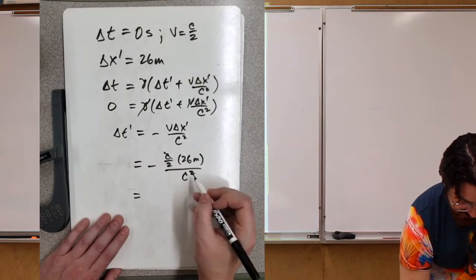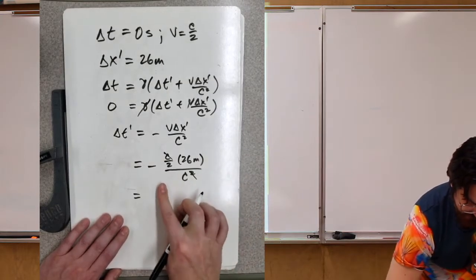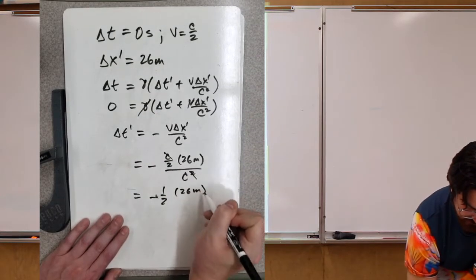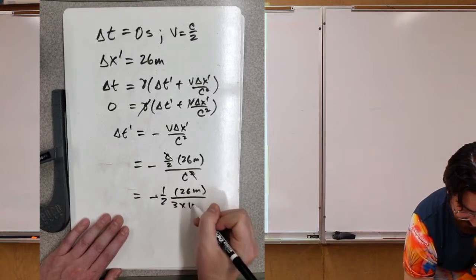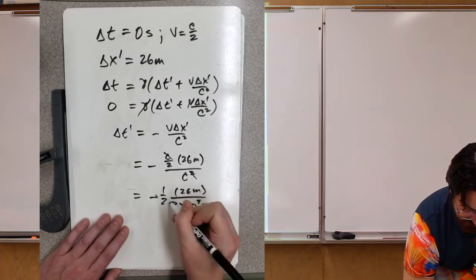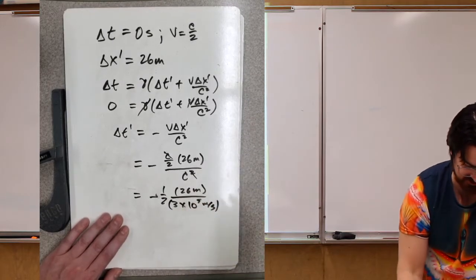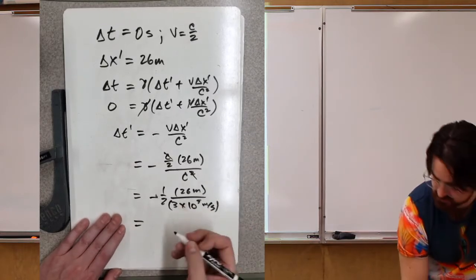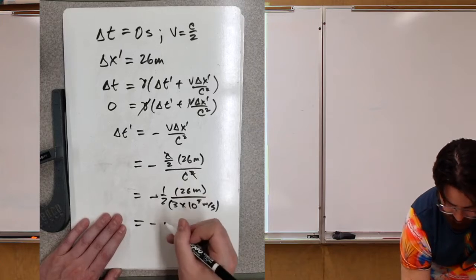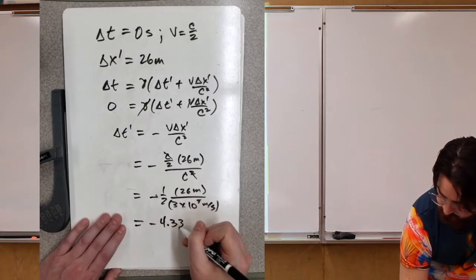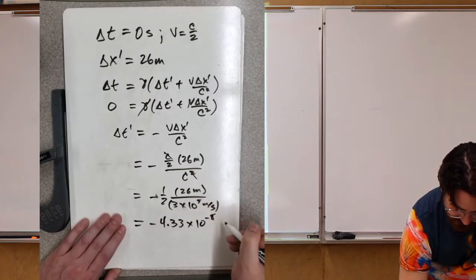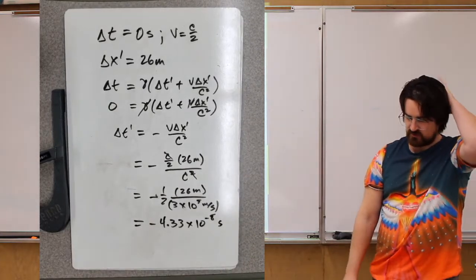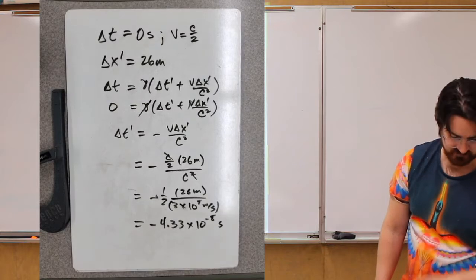And the units for the speed of light are meters per second, just like any speed, so we're actually going to get units of time in the end, of seconds, which is great, because we're talking about time interval. And that turns out to be minus 4.33 times 10 to the minus 8, right?